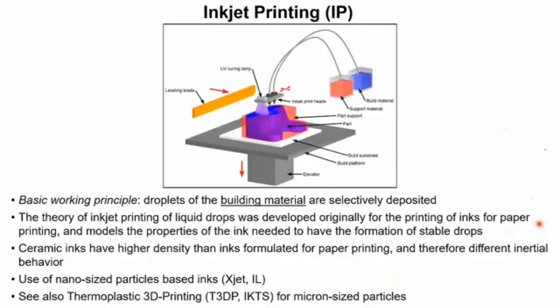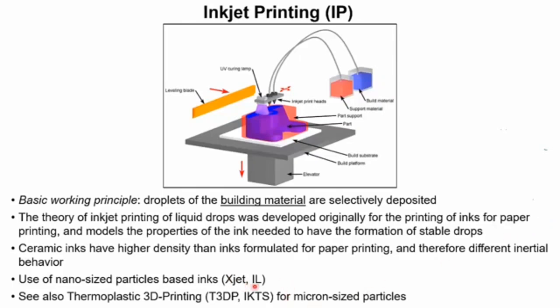Inkjet printing is another technology class, and the basic working principle: you have droplets of the building material that are selectively deposited. So the difference with binder jetting is that with the binder jetting approach, you're simply jetting a binder, and it can be reactive. But in this case, with inkjet printing, you're actually jetting your building material. And there's been a lot of work on making ceramic inks for printing on tiles, for instance, digital printing on tiles. And this technology has been further developed for additive manufacturing.